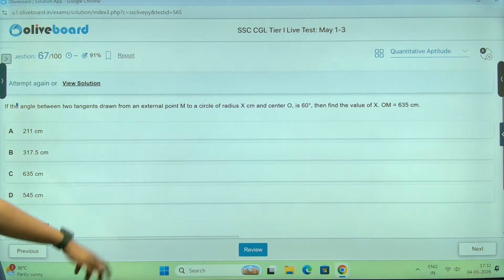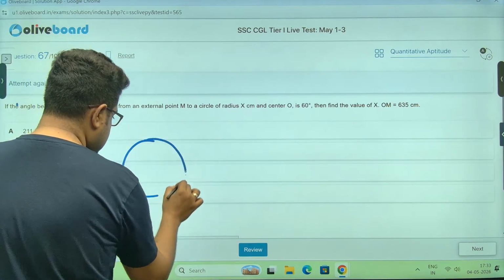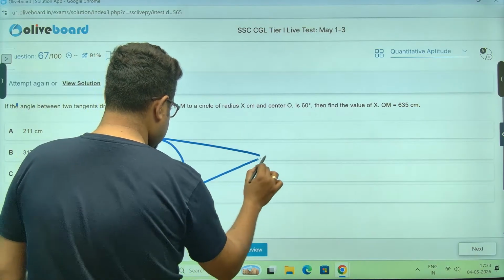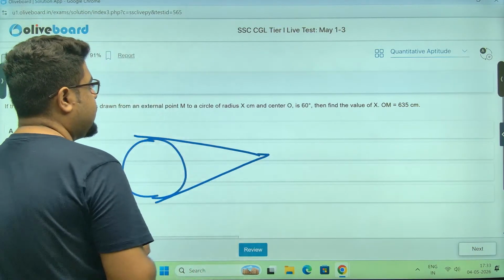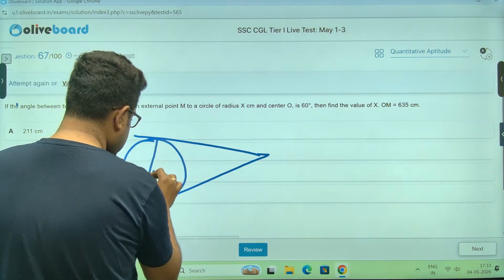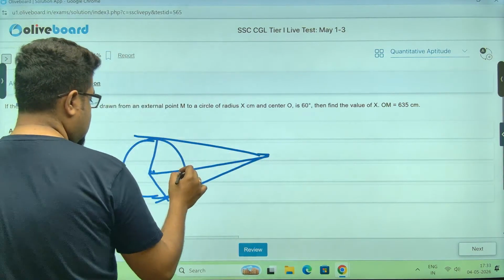Angle between two tangents, this. External point, na? Acha. Radius center O.